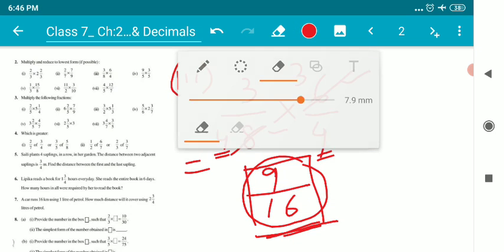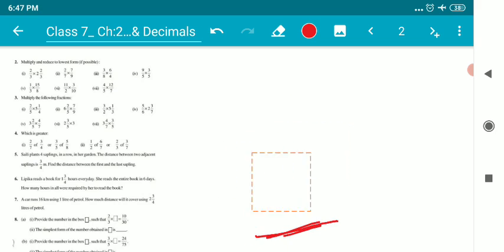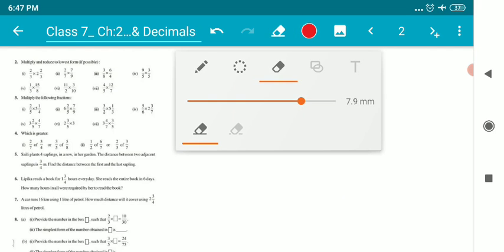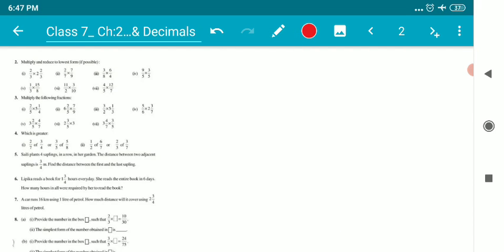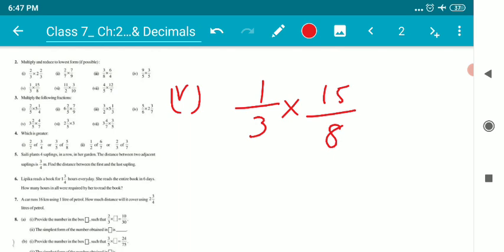Okay, all right. Now children, next we can go for question number 5, which is a little bit different. Number 5 is about 1 by 3 into 15 by 8. So children, how to calculate this number?